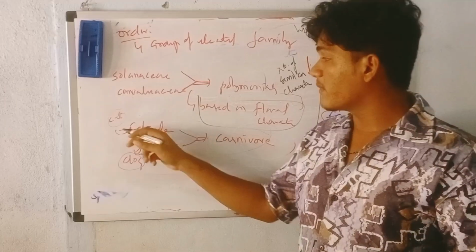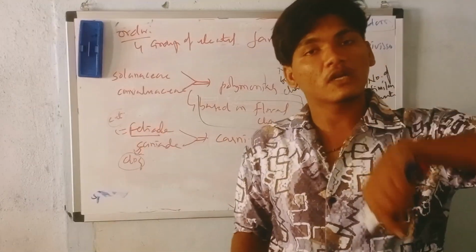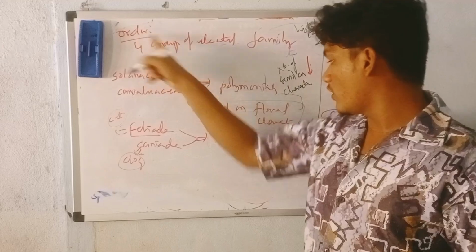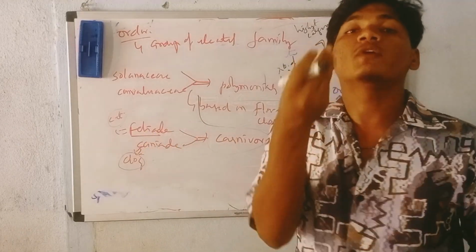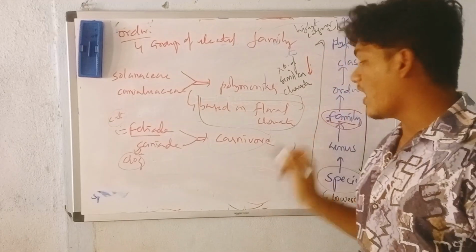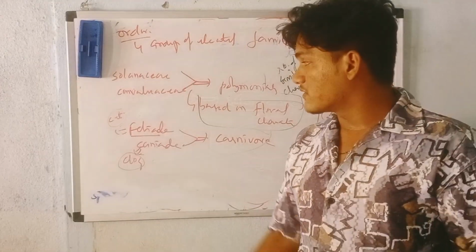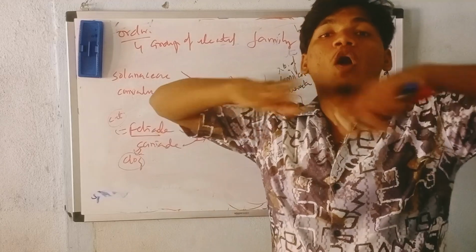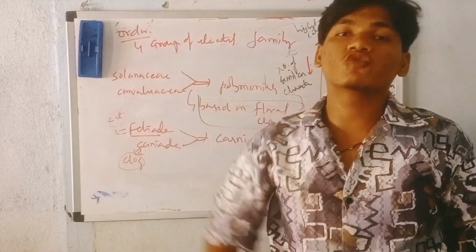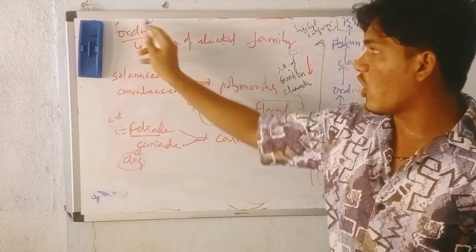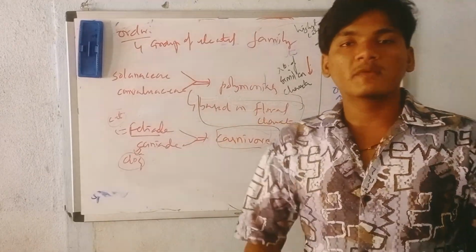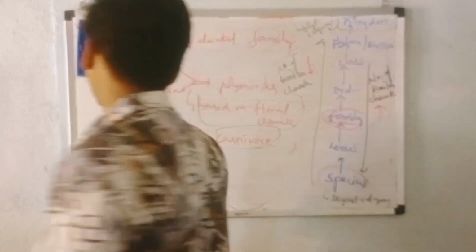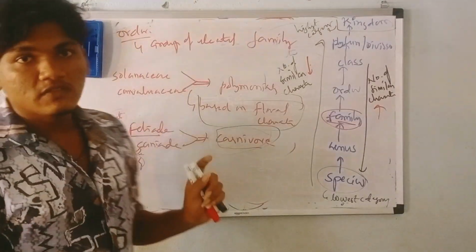Cats and dogs come under the carnivores, and they are grouped under the order Carnivora. The families Felidae and Canidae are grouped under which order? The order is Carnivora. And the question may be like this: cat and dog share common similarities at which level of taxonomic category? The taxonomic category is the order. They share the common character of eating flesh. I hope you understood. This is about the order.